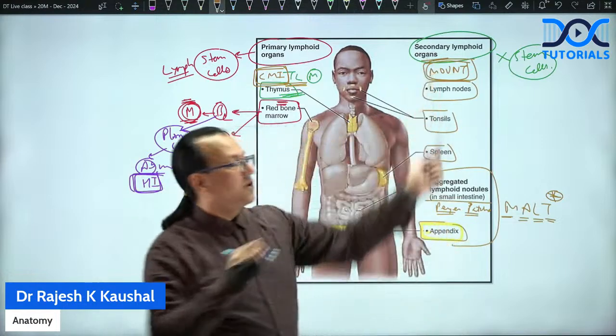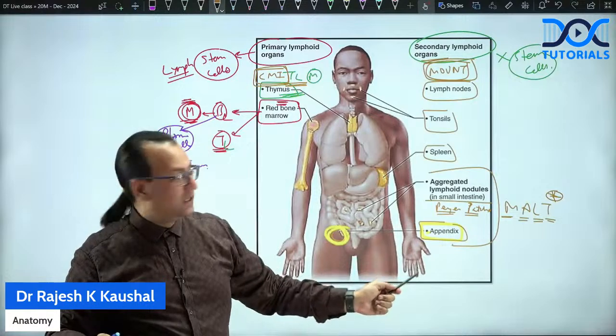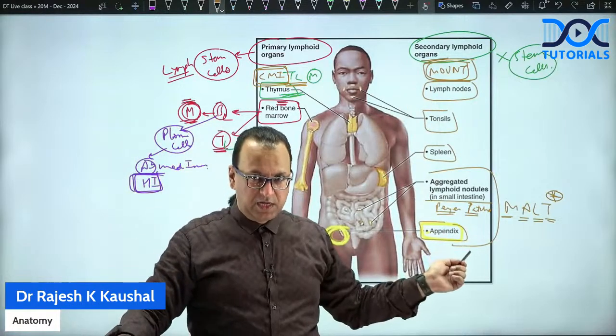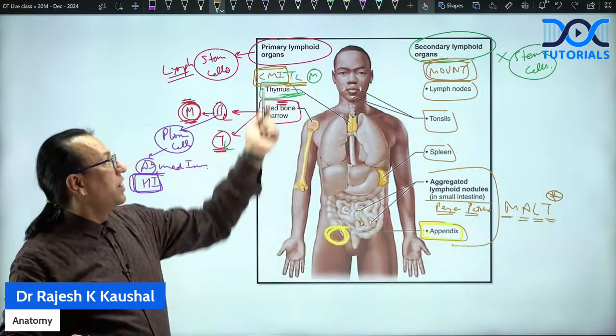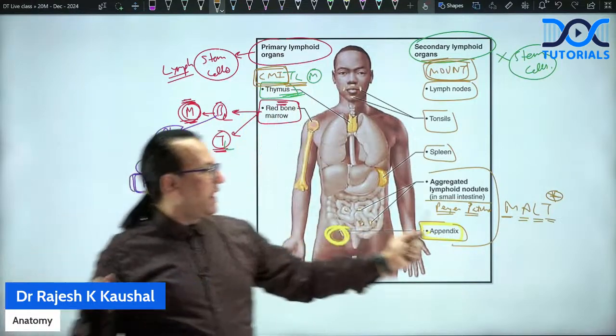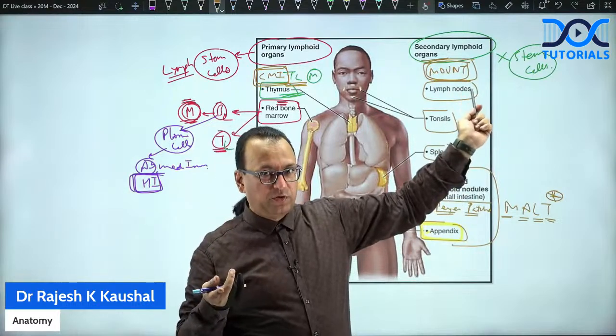So what are these? These are all secondary. Why would you say secondary? Because none of them will have stem cells. I told you there is one M for the primary, that is the maturation, and there is one M for secondary, that is mounting the immune response.